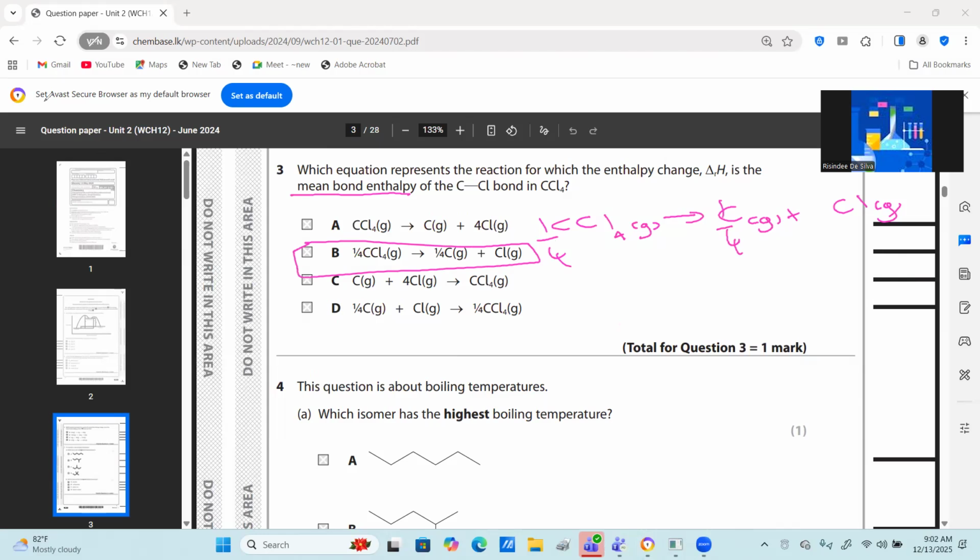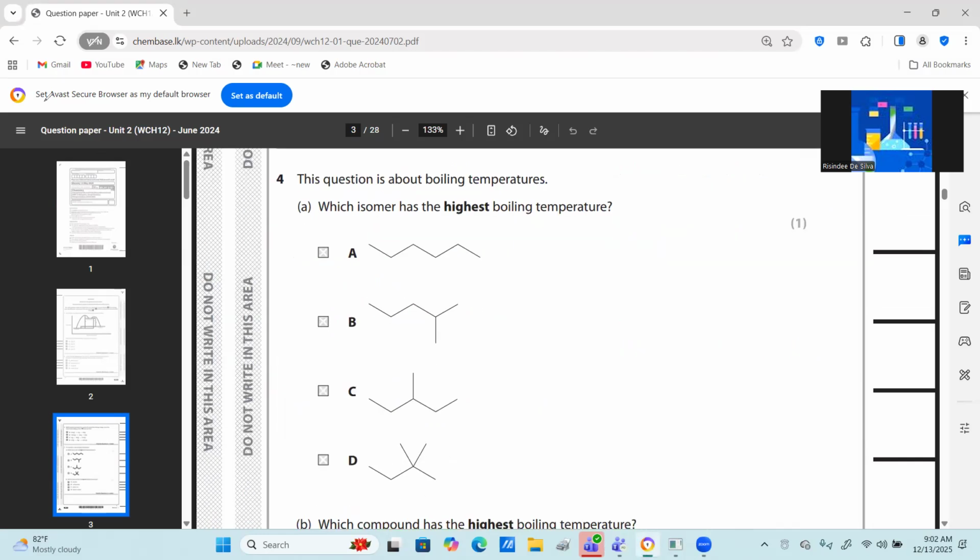This question is about the boiling points. Which isomer has the highest boiling temperature? So if I count the number of carbons, 1, 2, 3, 4, 5, 6 in each, all 4 compounds have the same number of carbon atoms and hydrogen. Therefore, they have the same number of electrons as well.